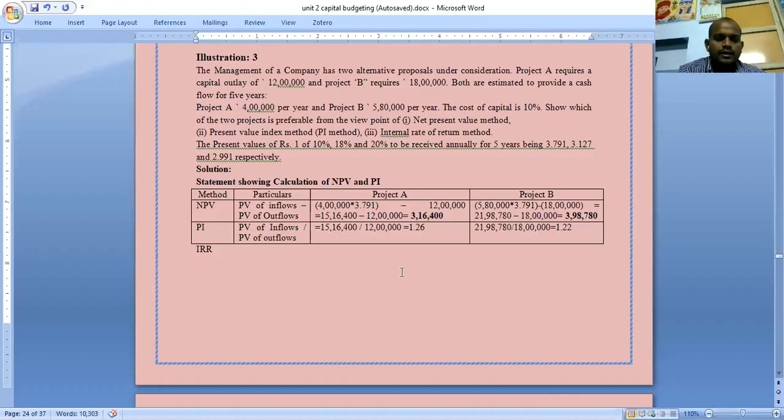Another method is IRR. So calculate IRR for project A. We have to follow the same procedure. First of all, we have to calculate the payback period.